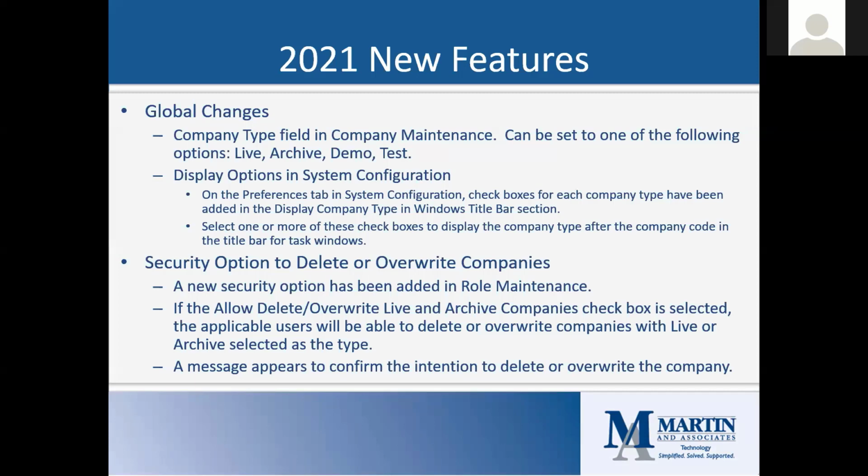So it's going to warn them still, but they have the ability to say, yes, I really mean to do this, and move forward. If that role that's assigned to a user does not have that checked, then when they try and delete or overwrite a live company from copying from another company, it will tell them that they don't have the ability to do that. So this is all added just to prevent accidental copying or overwriting of your companies, basically.